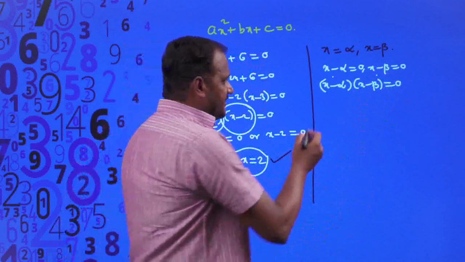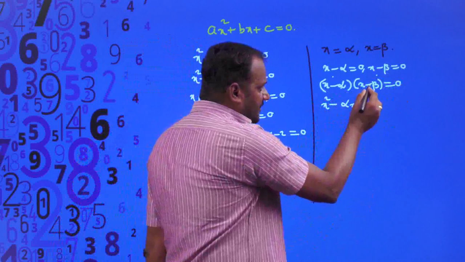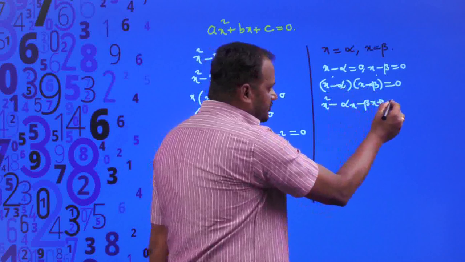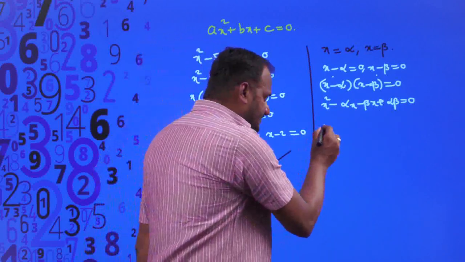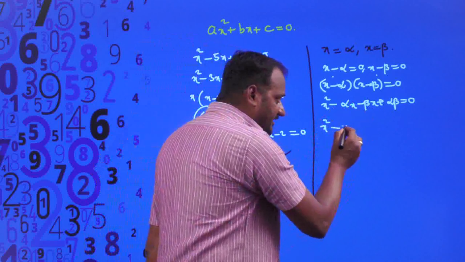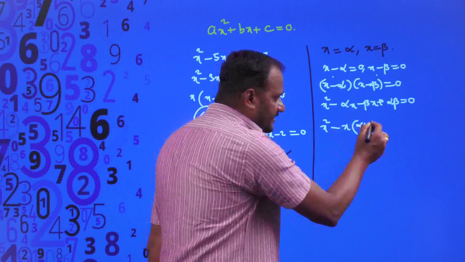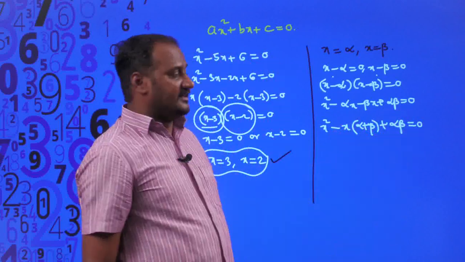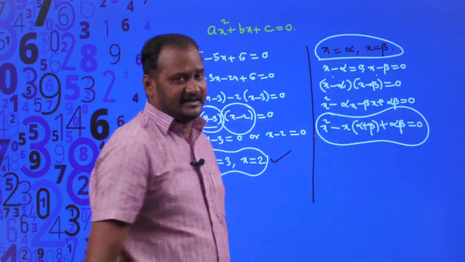Perform normal multiplication. x into x is going to be x square, minus alpha into x is equal to minus alpha x, minus beta into x is equal to minus beta x, minus alpha into minus beta is going to be plus alpha beta is equal to 0. We can write this as x square minus alpha x minus beta x; from these two terms you can take one minus x common, remaining alpha plus beta, and plus alpha into beta is equal to 0. This is what you call a quadratic equation whose roots are alpha and beta, right?